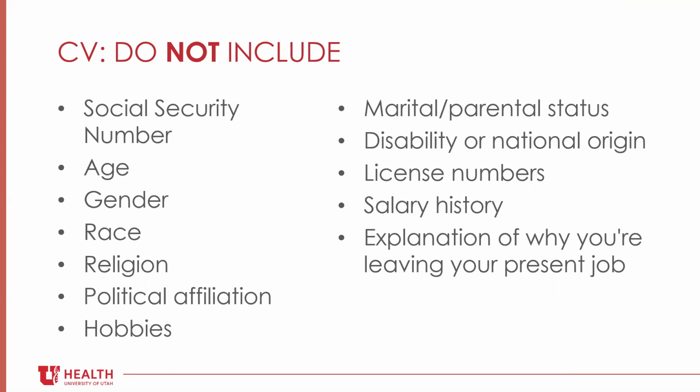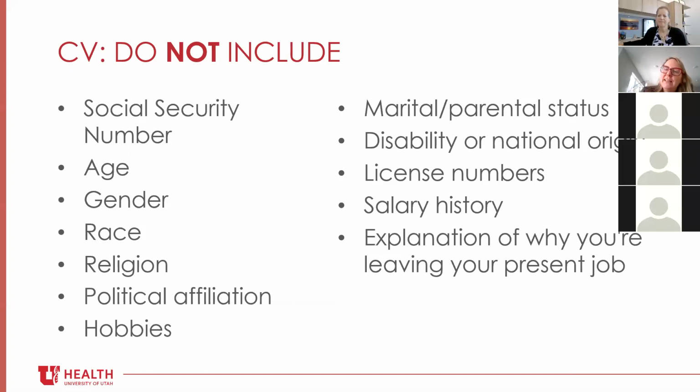On your CV, you don't want to include things like your social security number, age, gender, race, religion, political affiliation, hobbies, marital or parental status, disability or national origin, license number, salary history, and an explanation of why you're leaving your present job. Some of those things do occur on a resume, but you don't need to have them on a CV. You give all the information, but you don't need to call attention to things that may have some implicit bias associated with them, so it's usually better to just leave these off.